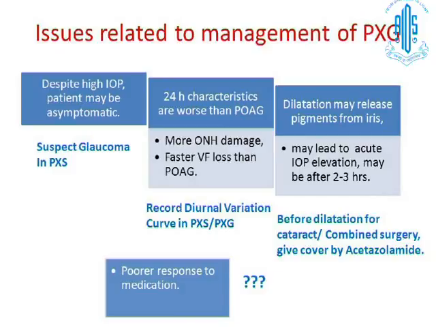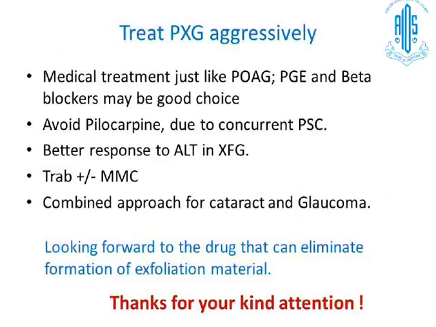What to do for the poor response to the medication? It is just like primary open-angle glaucoma as such. Prostaglandins and beta blockers make a good choice. Avoid pilocarpine, especially if there is posterior subcapsular cataract. A better response to ALT is expected in these cases because of the pigment deposits. Maybe with or without mitomycin C can be done. And a combined approach for the cataract and glaucoma can be considered because they may have cataract also. They have weak zonules, so you have to be very, very careful.